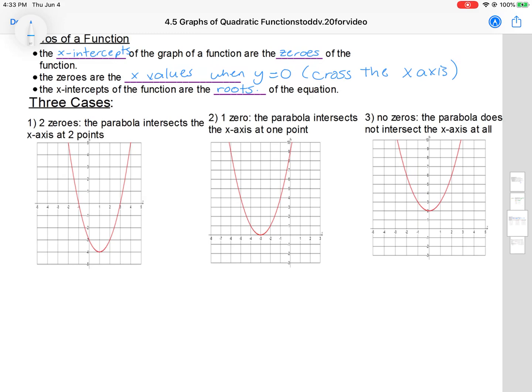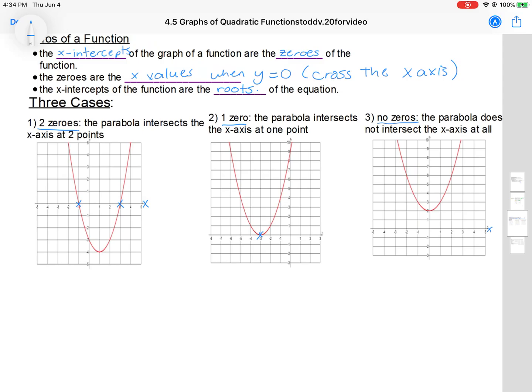So there are three cases similar to what we saw last section, right? We did the discriminant, how many roots were there, or zeros. Were there two solutions, one solution, or no solutions? So if we have two, that means the parabola intersects at 2 points. So this is the x-axis, so these are the 2 points here. You can have a parabola that only intersects once, and you can have a parabola that doesn't intersect at all. So here's the x-axis. You can see that it's shifted up and does not cross the x-axis.